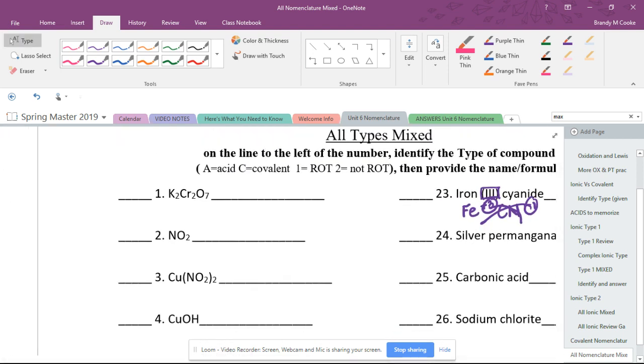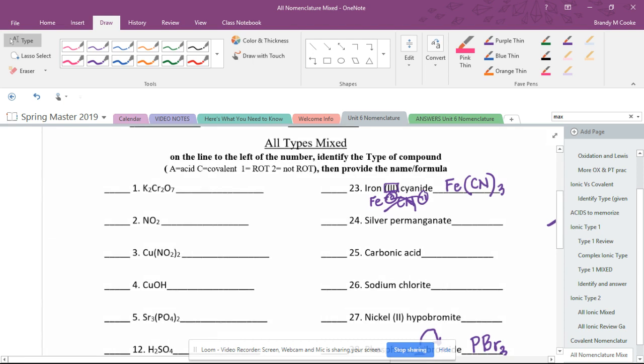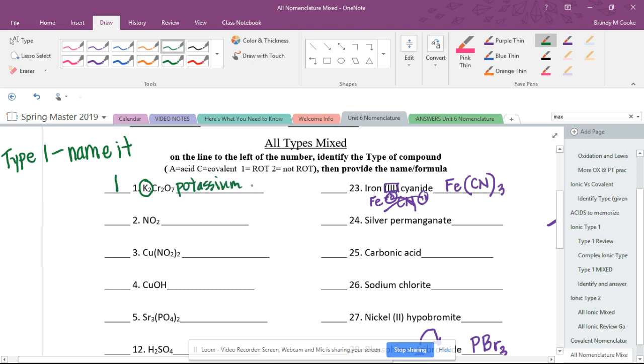So let's focus more on this side. You are going to be looking for 4 types. Writing the name is different for every single type that we've done. Start with ionic, type 1. All we do is name it. So name the metal, name the nonmetal, change it to IDE, or name the polyatomic ions. So this first one here, he's a type 1 because I know the charge of potassium, and it's potassium dichromate. Okay, so type 1, you just name it.